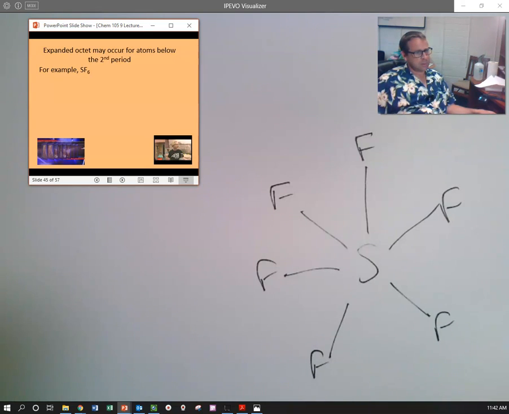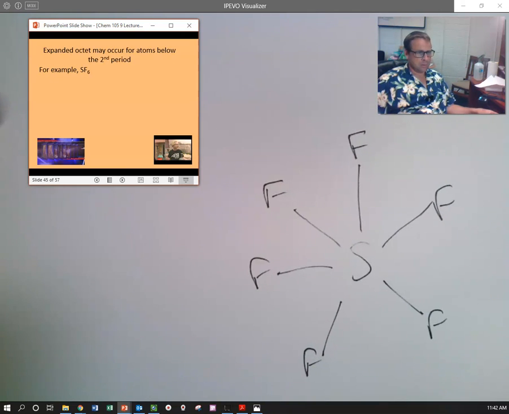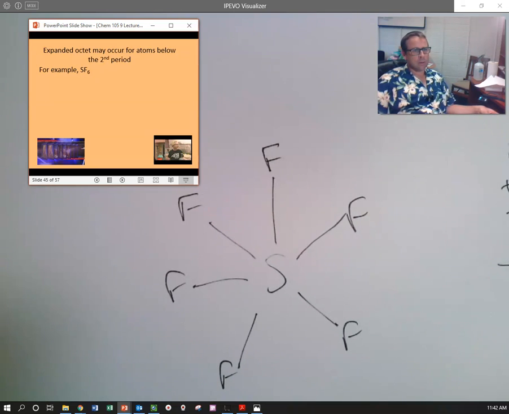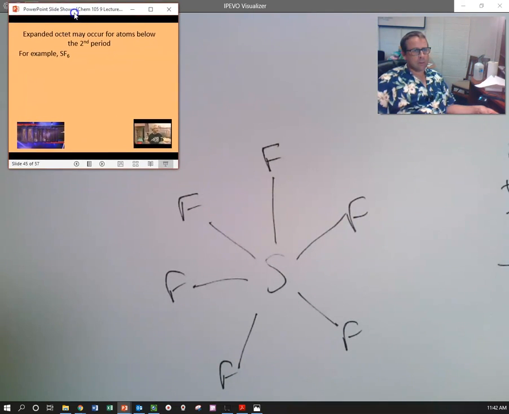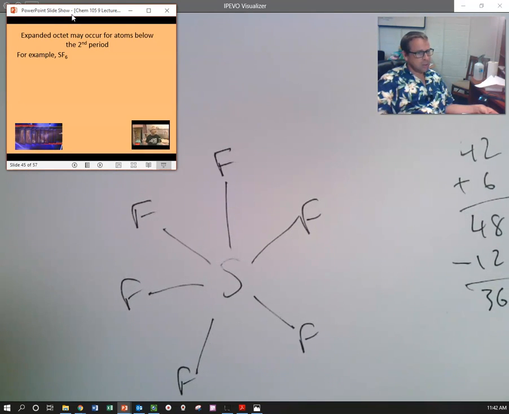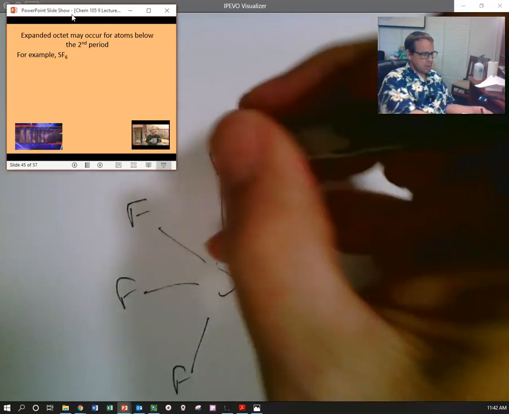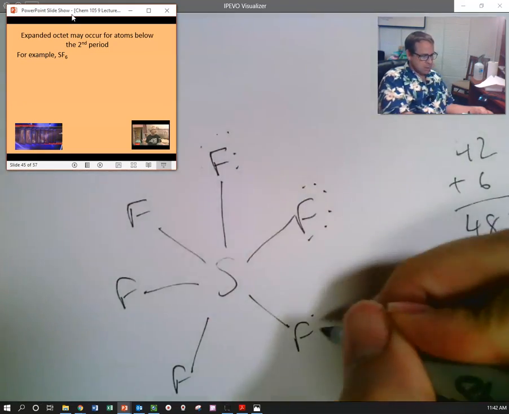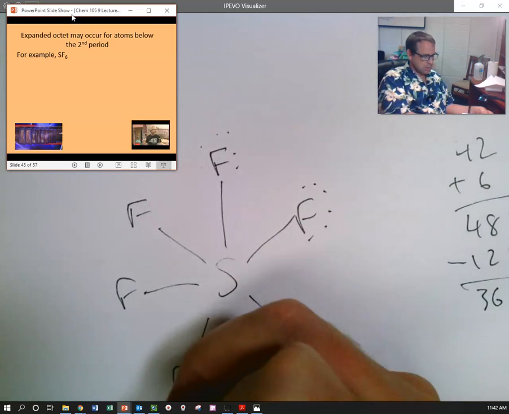Well, when I did it, each F still got 8 electrons, and it worked out fine, and it still added up to a total of 48. So, I think it works. Okay. 36 electrons left, right? So we can see that each one of these is going to have 6, because 6 times 6 is 36 electrons.